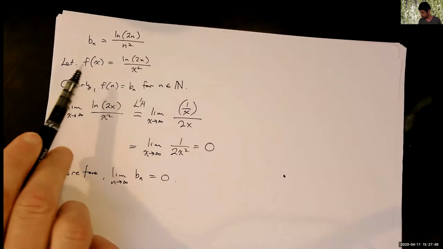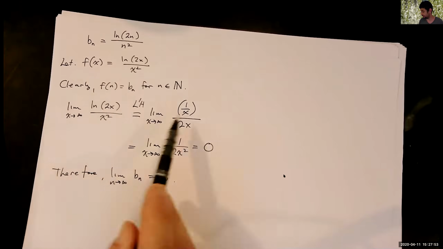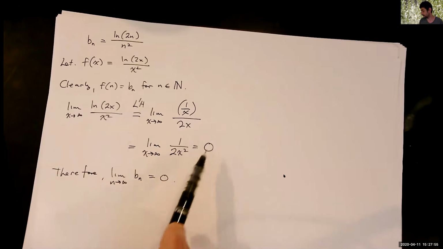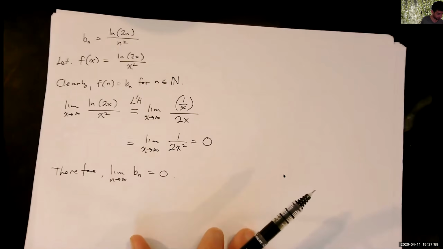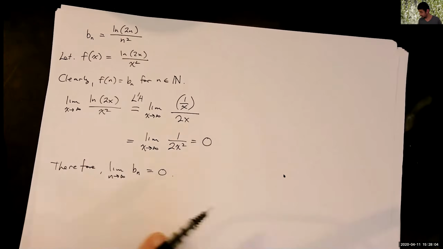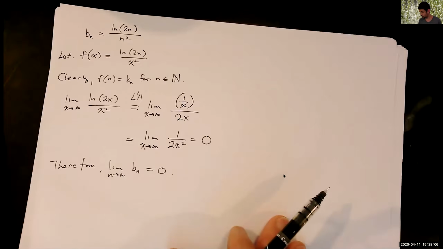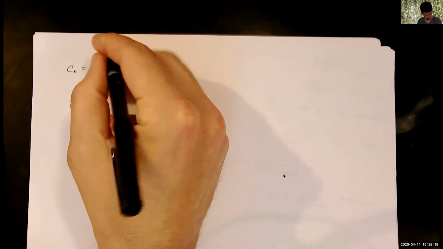Again, we found a function equal to ours on the integers, and we found that the limit of that function is 0, so that must be the limit of our sequence. Okay, applying that rule again. All right, let's do one more example. I'll try to stay on the left-hand side. Here's another sequence that is a bit different.